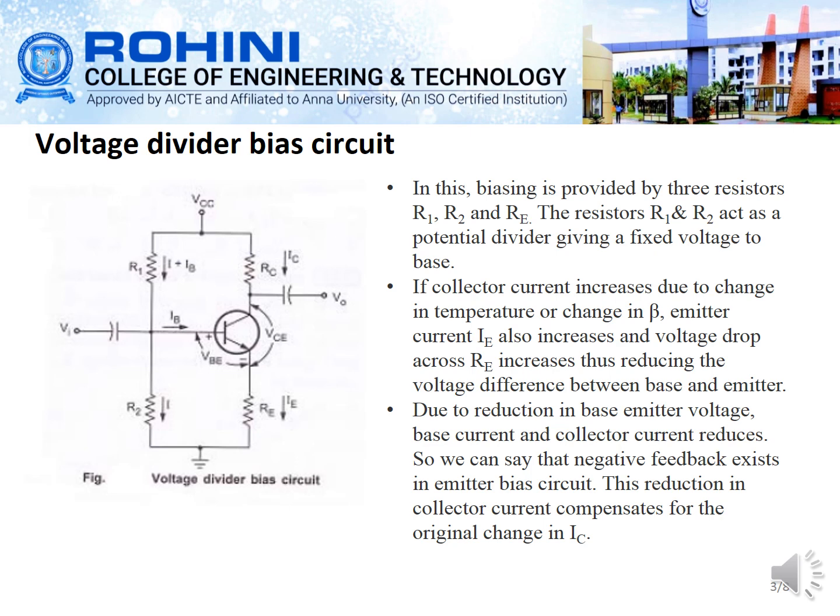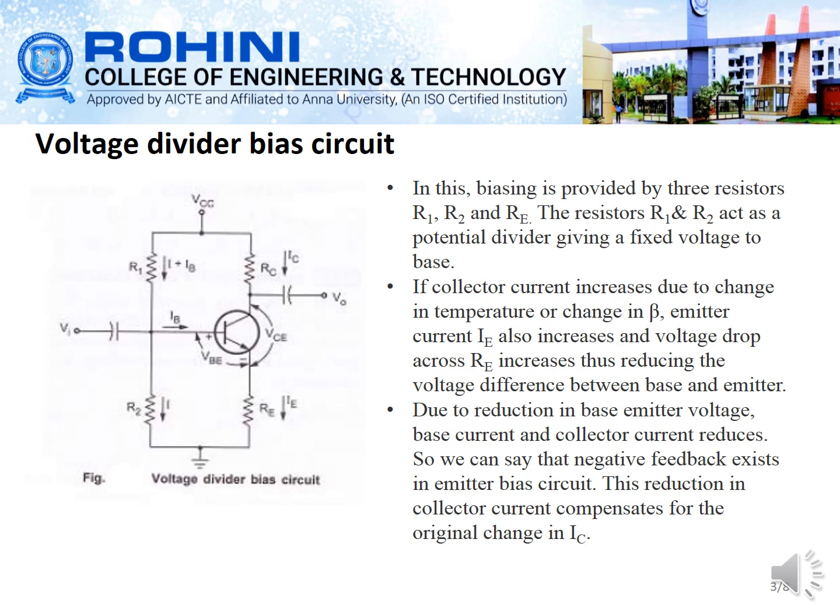So we call the resistors R1 and R2. In this biasing, we take three resistors, which are called R1, R2 and the emitter resistance RE. The resistances R1 and R2 act as a potential divider, which gives a fixed voltage to the bias.